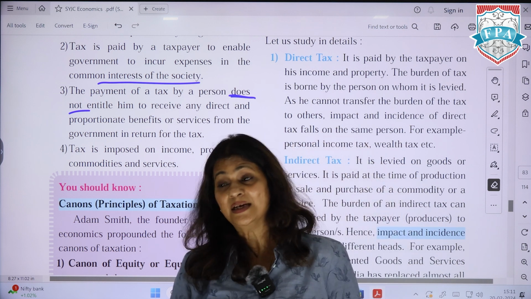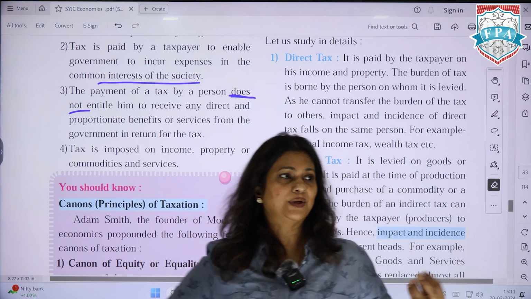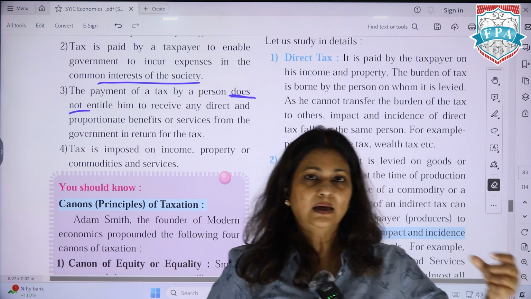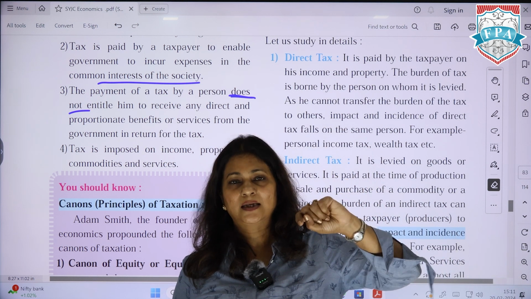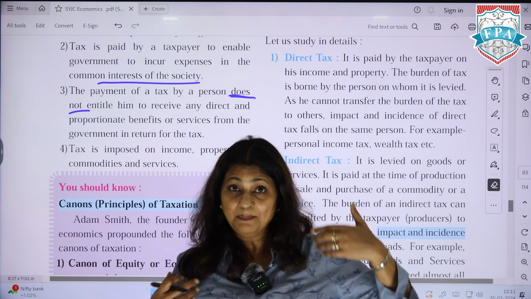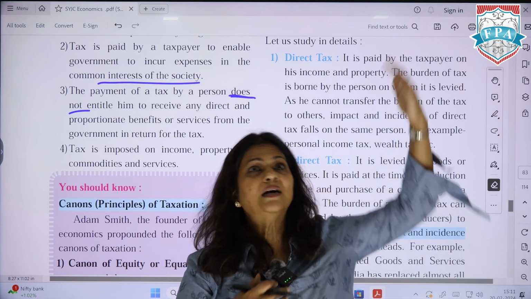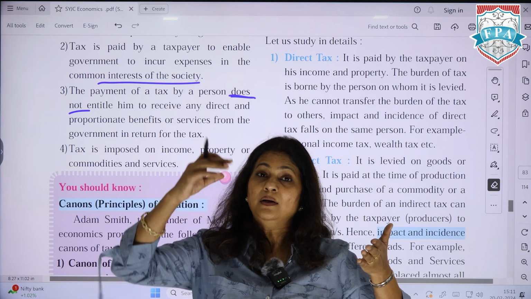But when the tax is being levied on the goods and the service, for example, maine cold drink piya. Now, us cold drink pe tax laga hua hai. But wo tax main hi bhar rahi hun, but main government ko directly nahi bhar rahi hun.